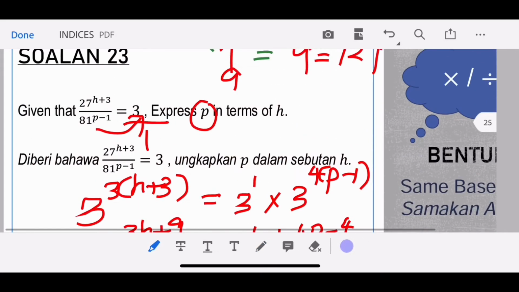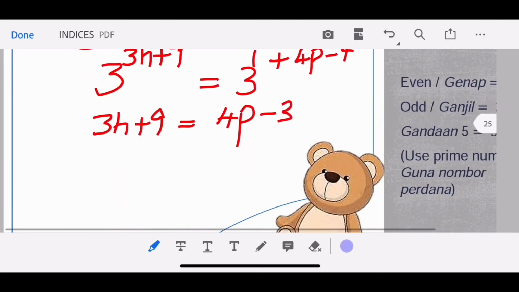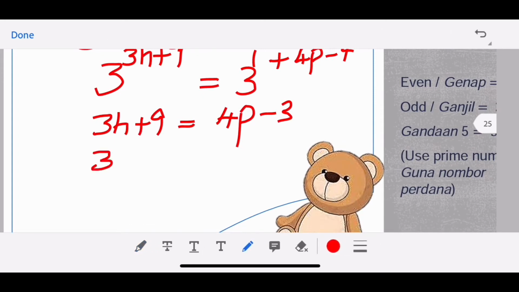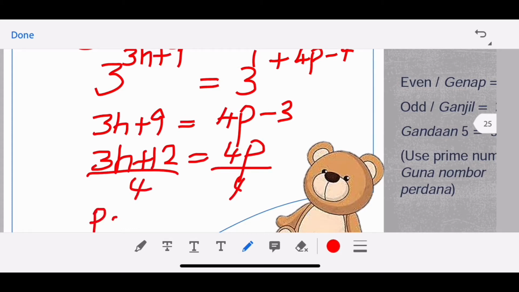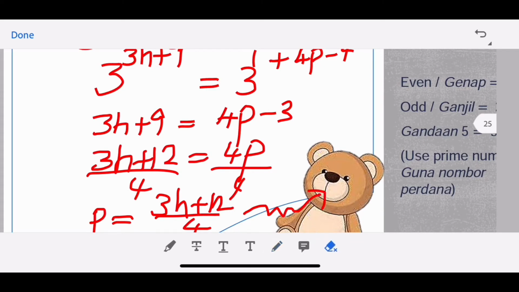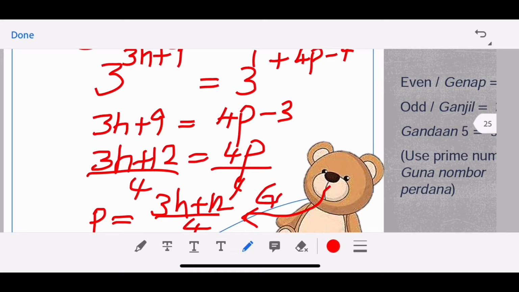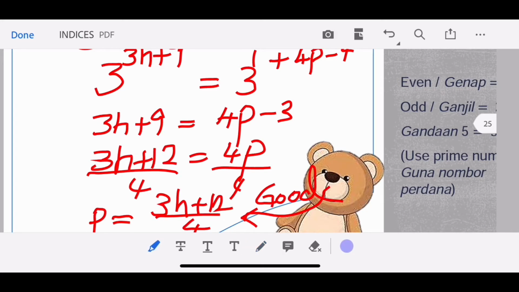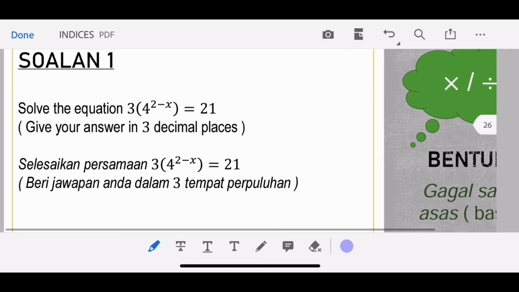And then because the question is asking you to express p in terms of h, we will shift all the numbers to the left until the p is alone at the right hand side. So we divide by 4, so we have p equal to 3h plus 12 over 4. Okay, so that is the so-called p in terms of h. All right, so this equation is quite simple, right? We can call it an initial expression because in the end you have to express p in terms of h.